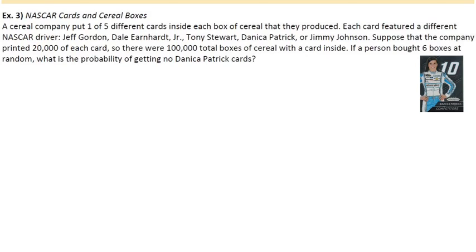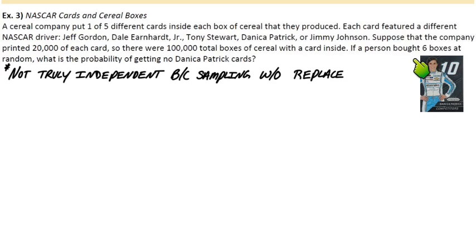Okay, so what I want to point out to start is that we're sampling these cereal boxes without replacement. The person wants to take these 6 boxes home, eat the cereal, and get the cards. They're not replacing the boxes, so they don't have a chance to be selected twice. So these trials would not truly be independent because we're sampling without replacement.